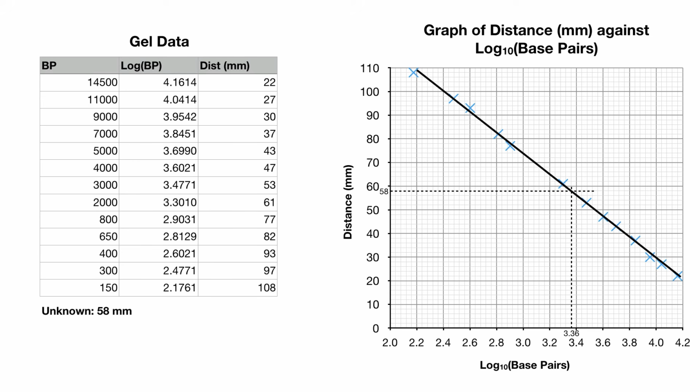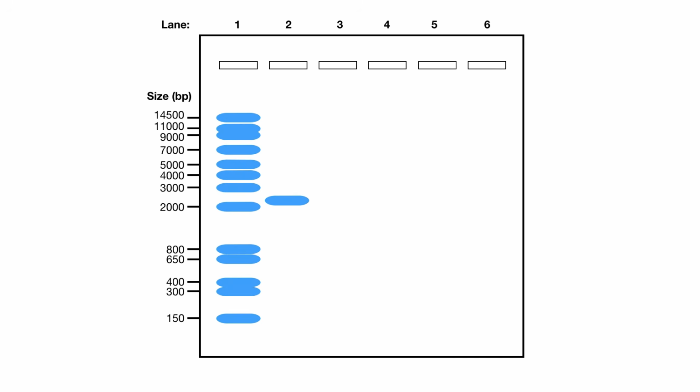Now 3.36 isn't the size in base pairs of the band, it's the log value, so therefore we need to convert that back to a base pair size, and if we do the anti-log of that value, we get a value of 2,290 base pairs. So our band in lane 2, the one of which we're trying to determine the size of, has a size of 2,290 base pairs. And that's it. That's how you determine the size of a band on an agarose DNA gel.